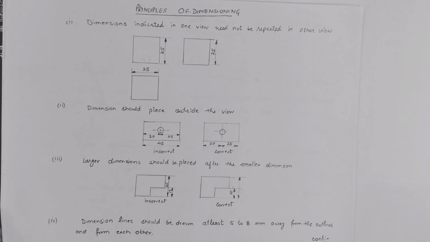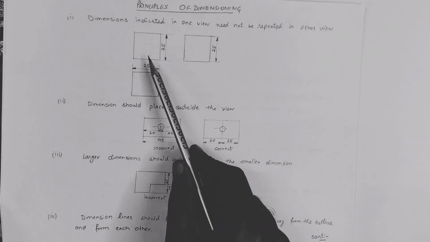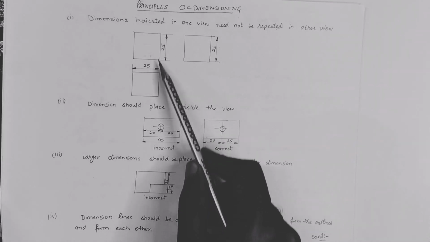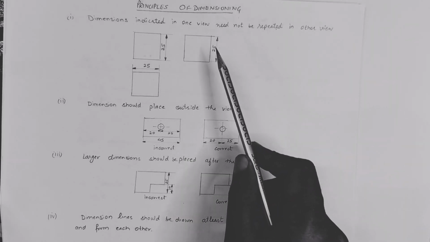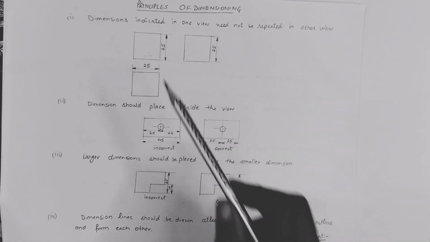Now the principles of dimensioning. As mentioned here, the very first is, dimension indicated in one view need not be repeated in another view. You can see here, this is front view, this is side view, this one is top view. So its height is mentioned over here as 25. In this case, this should not be repeated in the side view because it is mentioned in the front view already.